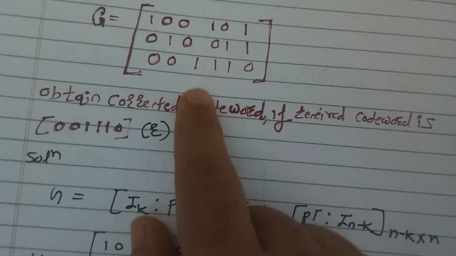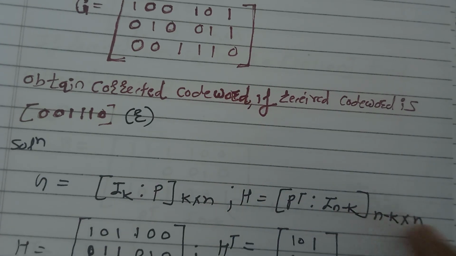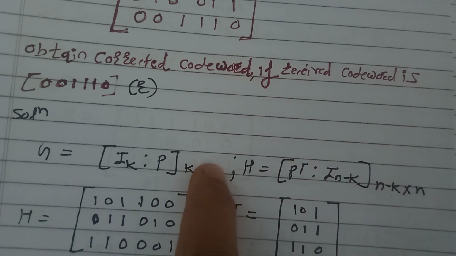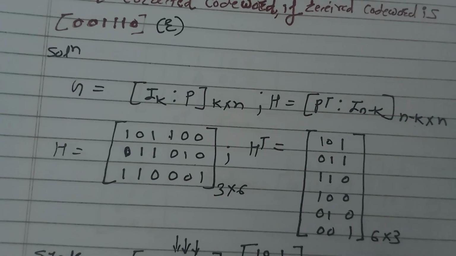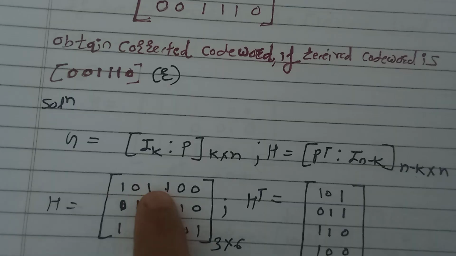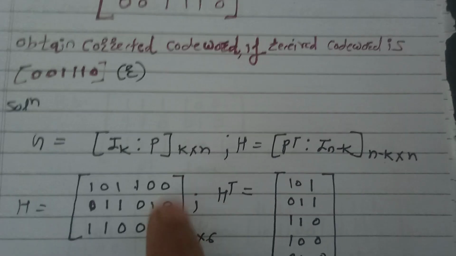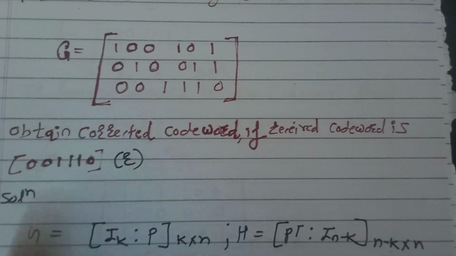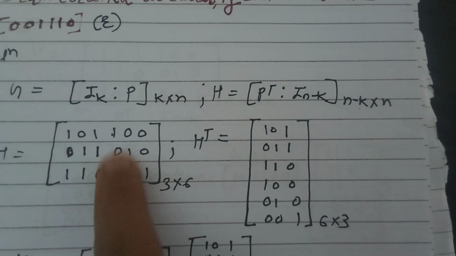You have to remember G is [I_k P], k into n, and H is [P^T I_(n-k)], (n minus k) into n. So you can see here k into n, where n is fixed, and here n minus k, so the rows are n minus k. Now H you have to form. H is 101, 011, 110, then the identity matrix of dimension 6 minus 3, that is equal to 3, so identity of dimension 3.